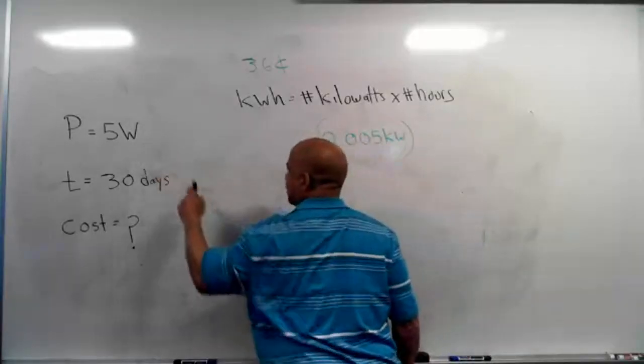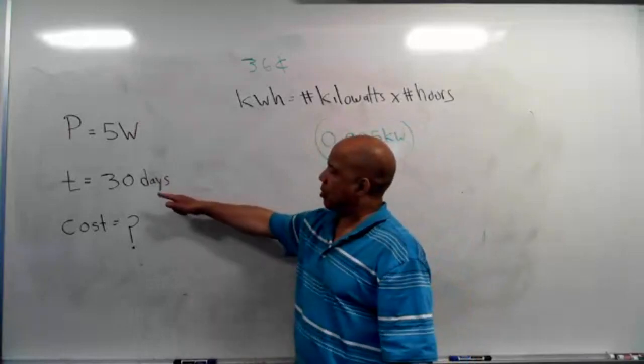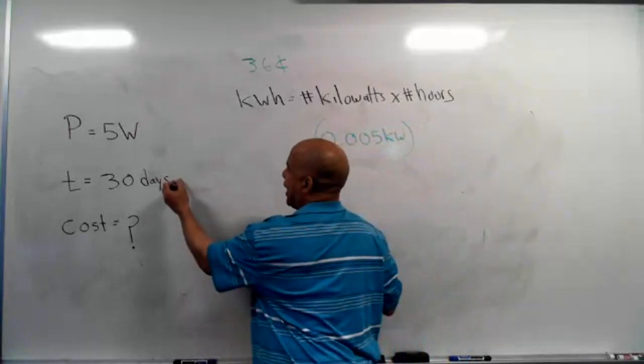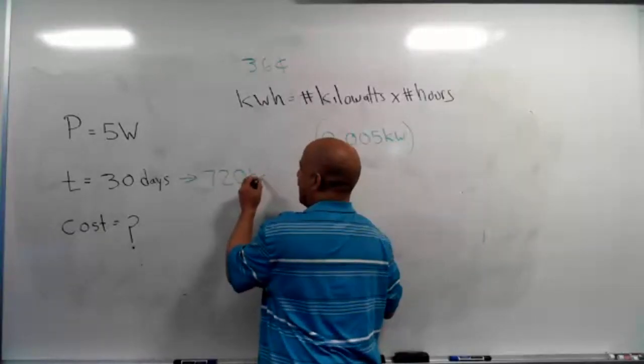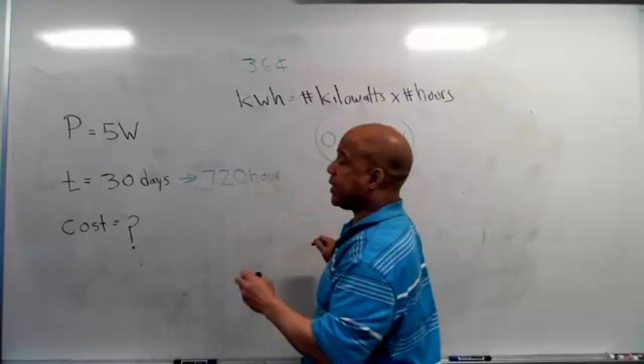0.005. We got that by dividing by 1,000. Now you have to take 30 days and convert it to hours. How many hours is that? 720. Now, remember what I said about cost of energy?